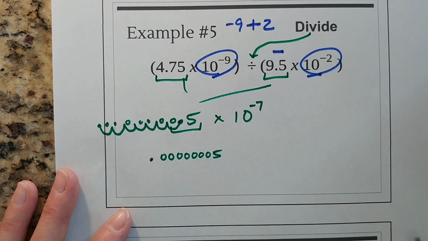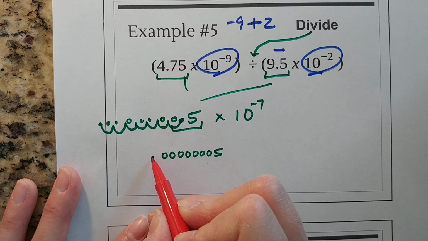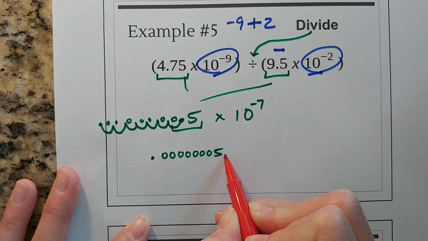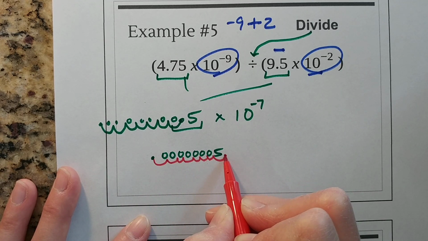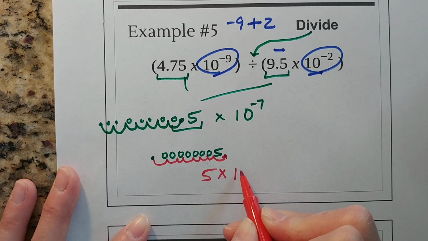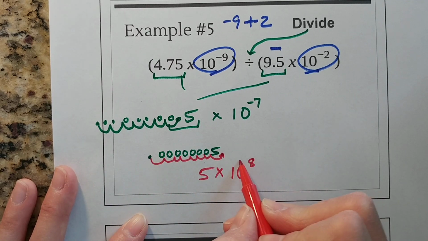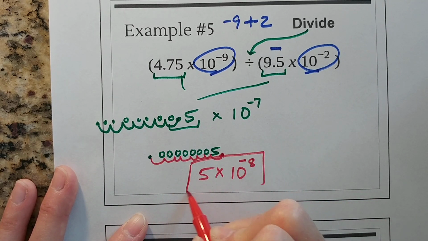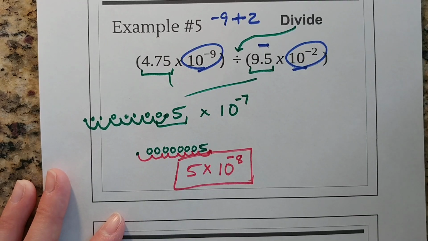There's my number. Now let's write it correctly in scientific notation. So the decimal point is going to have to move all the way over here to after the 5. 1, 2, 3, 4, 5, 6, 7, 8. So 5 times 10, 8 is my exponent. Remember, it was a very small number, so negative. So there we have it. There's our final solution. Answers written in scientific notation.